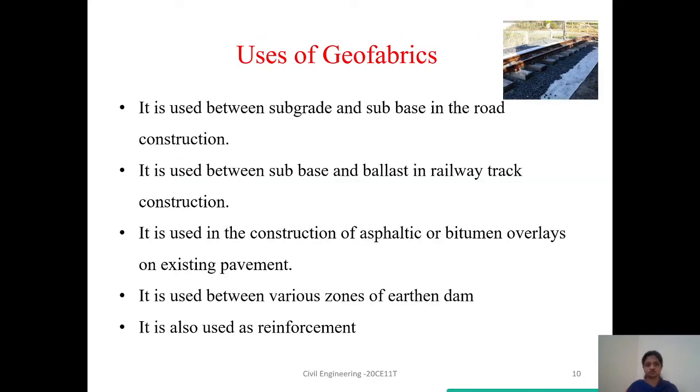Coming to uses of geofabrics. Geofabrics are used between subgrade and subbase in the road construction. They are also used in railway construction between the subbase and ballast. As you can see in this figure, it is used between the ballast and the subbase, which is below. And this is the geofabric used.